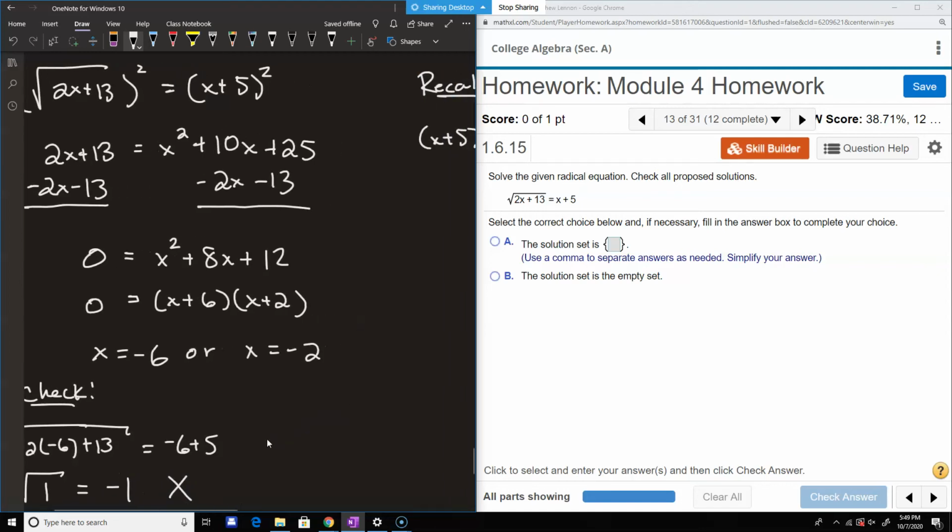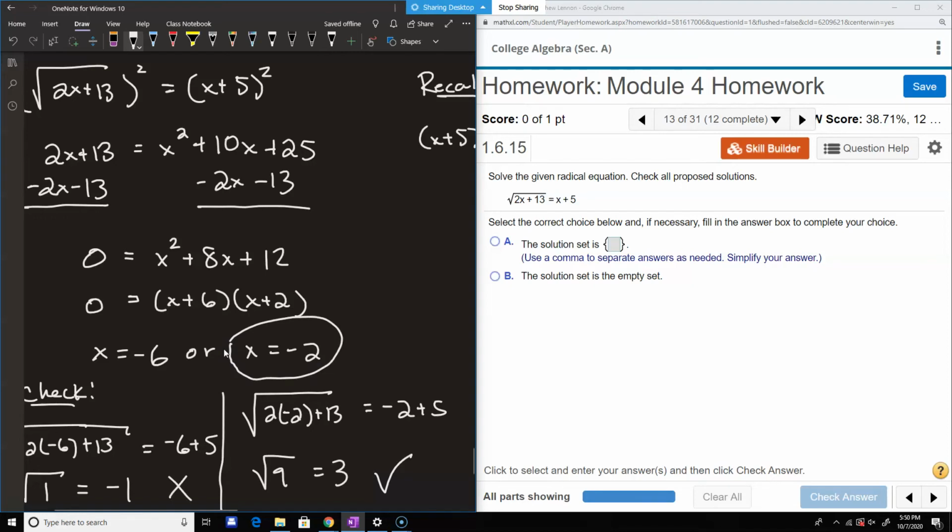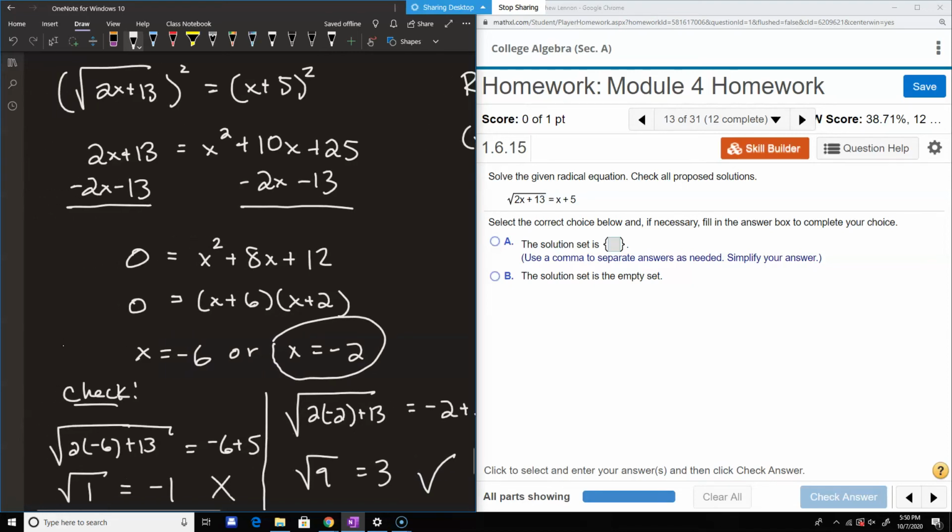And then we also want to check the negative 2. So we'd have the square root of 2 times negative 2 plus 13. And we're asking, does that equal negative 2 plus 5? Well, we're getting the square root of 9. Does that equal 3? Yes, it does. So negative 2 is our only solution here. The negative 6 turns out to be extraneous.